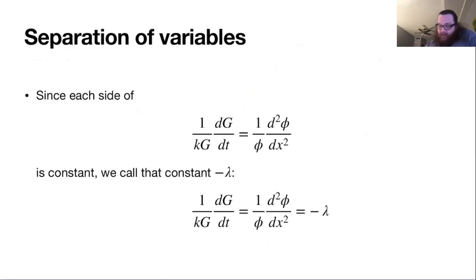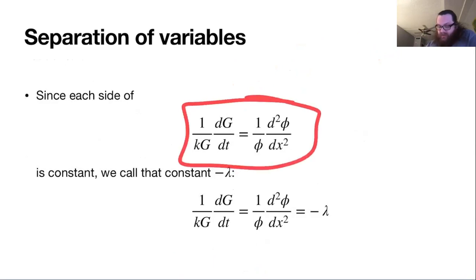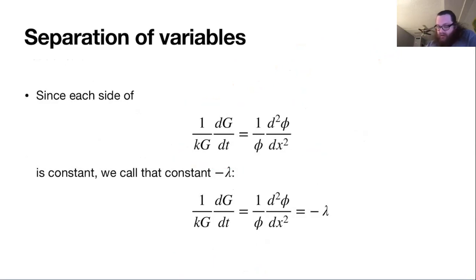As we argued, each side of this is constant, and so we're going to call that common constant minus lambda. We don't yet know what lambda is. Presumably lambda is a real number. That minus sign we're going to include for convenience, but otherwise we don't yet know what lambda is. All we know is that each side of this equation right here is equal to the same constant.